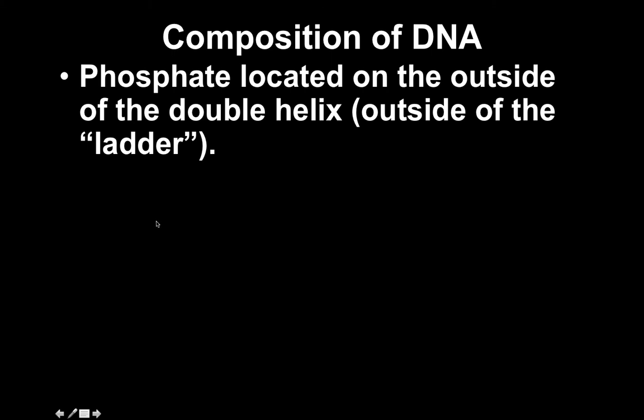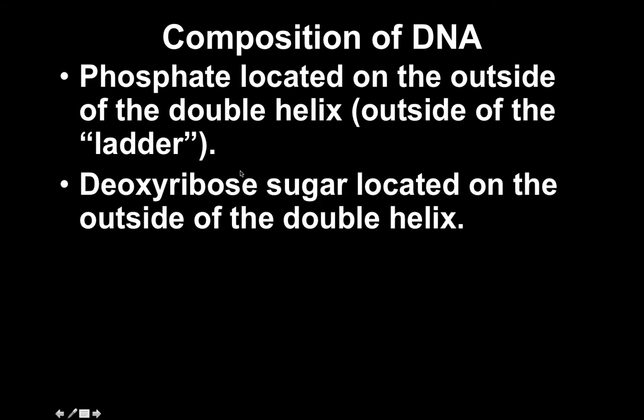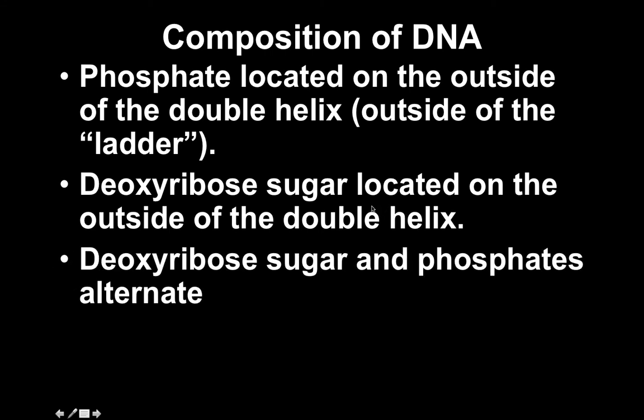What is DNA made out of? What does it look like? Well, we know that it has phosphate as part of its nucleotide, and the phosphate is located on the outside of the double helix, or the outside of the ladder. It's that squiggly part I was pointing out before. In between each of the phosphates is the deoxyribose sugar. The deoxyribose sugar is also located on the outside of the double helix, or the outside of the ladder. The deoxyribose sugars and the phosphates will alternate. So it will go sugar, then a phosphate, then a sugar, then a phosphate, then a sugar, and then a phosphate.